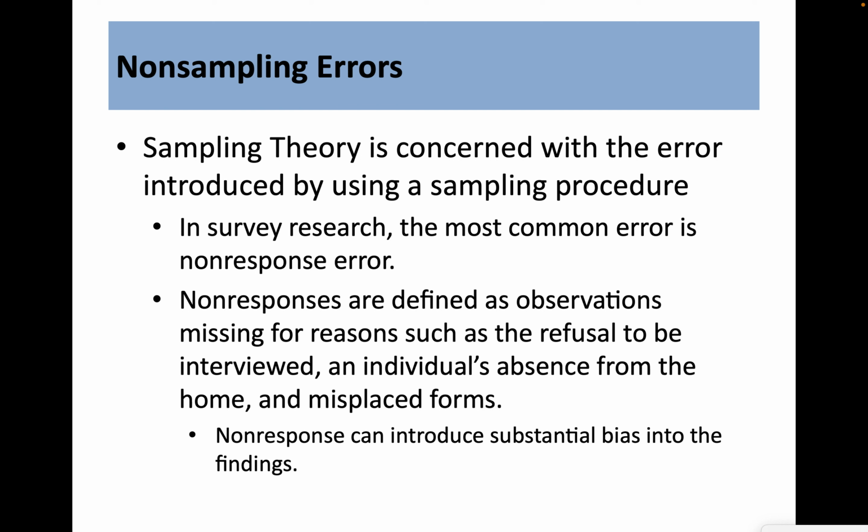Sampling theory is concerned with the error introduced by using a sampling procedure. In survey research, the most common error is non-response error. Non-responses are defined as observations missing for reasons such as the refusal to be interviewed, an individual's absence from the home, and misplaced forms. Non-response can introduce substantial bias into the findings.